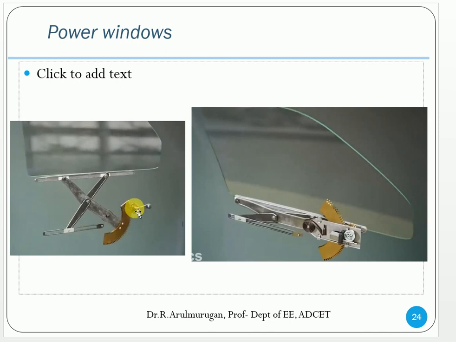Okay, so this pedaling is replaced by a motor. So the pedaling is replaced by the motor. Here is one more mechanical engineering concept.